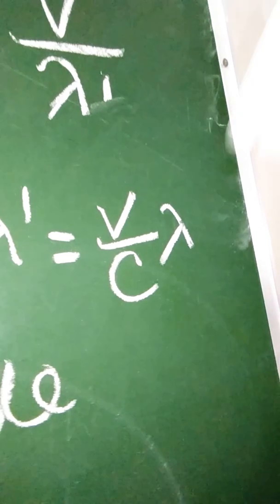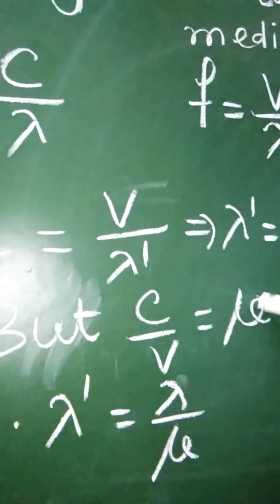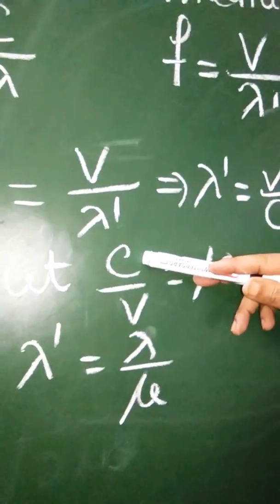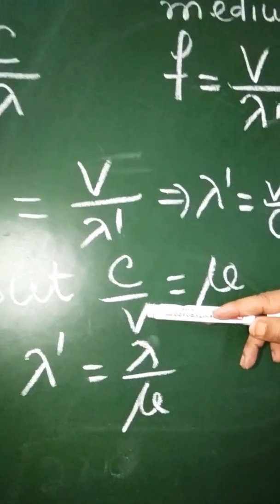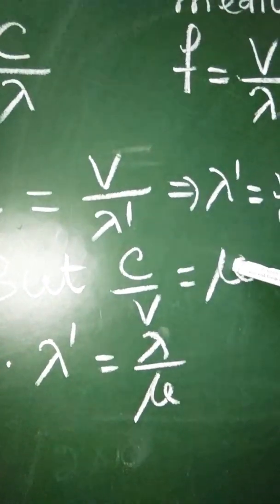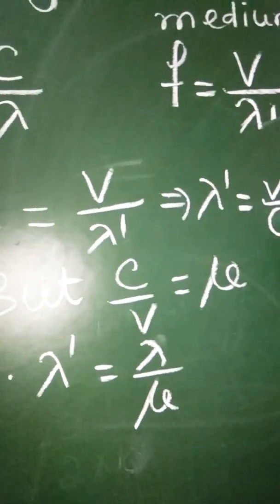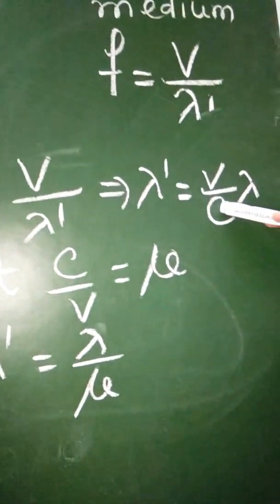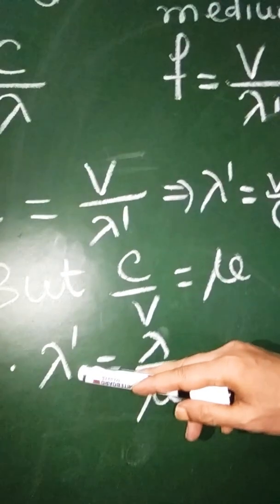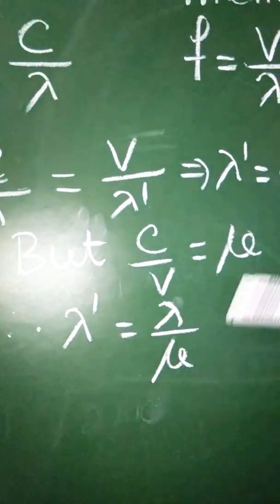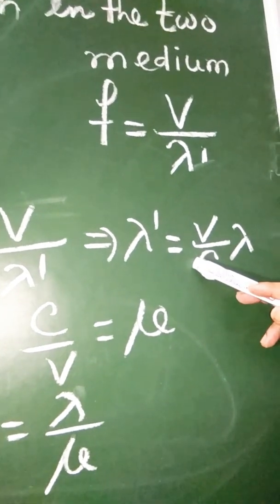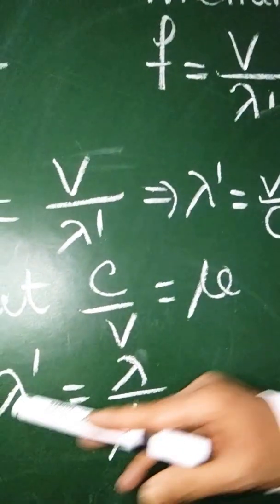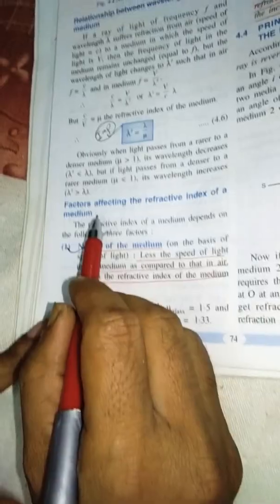But we know that c by v is equal to mu. What is c? Speed of light in air or vacuum. What is v? Speed of light in the given medium. So c by v is equal to mu. So v by c you can write as 1 by mu. What is v by c? 1 by mu. So lambda dash is equal to lambda by mu.